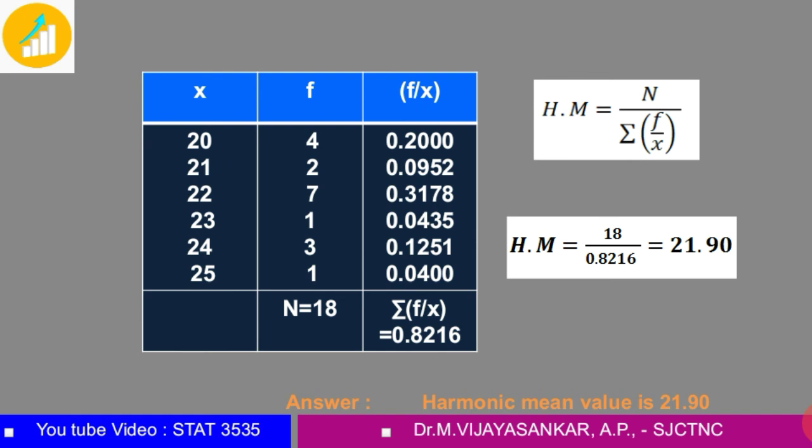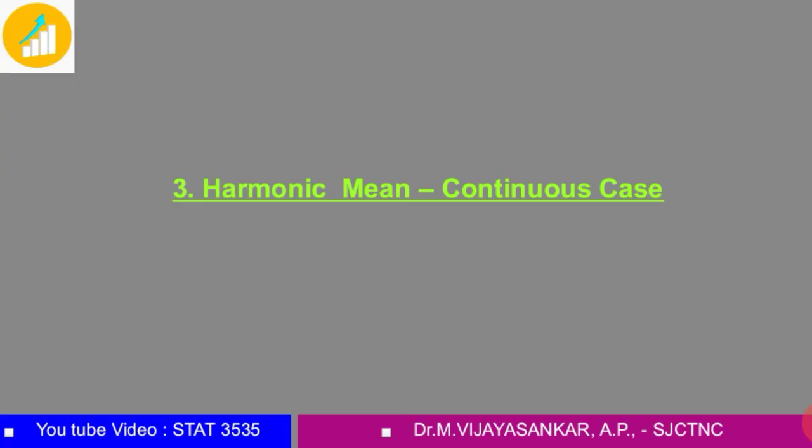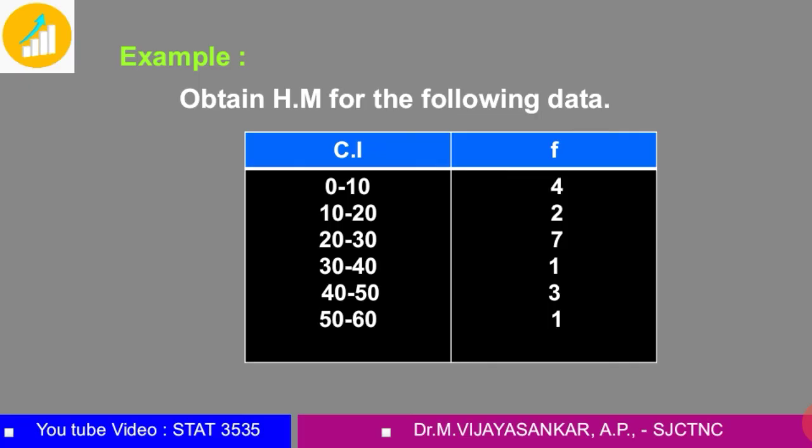Now substituting these two values in our formula, capital N value is 18, the sum of f by x values is 0.8216. Dividing these two values, we get 21.90. This is our result. The third one is how to calculate the harmonic mean for continuous case data.